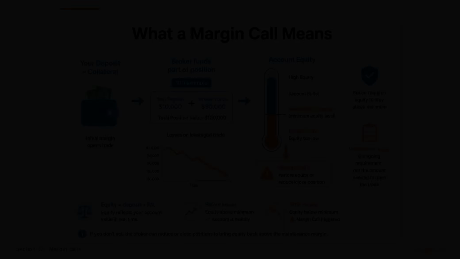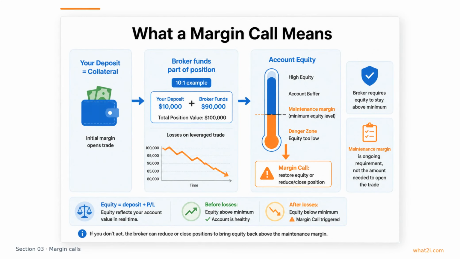Section 3. Margin calls. A margin call happens when losses reduce your account equity below the broker's required minimum level. In other words, the collateral supporting the leveraged trade is no longer large enough for the position being held. The broker then requires you to restore the account, usually by adding funds, reducing the position, or closing trades.